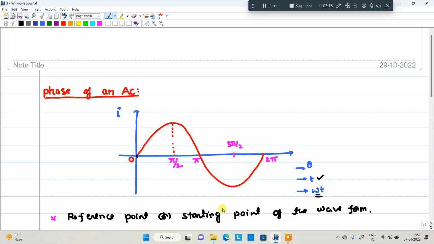Just once again I will tell you, the phase is nothing but a reference point or starting point of the waveform. So for example, you start from 0, for example your reference also 0 degrees is a phase angle. For example, the waveform is starting at 30 degrees. We are taking the reference point as 0. What is the phase angle? 30 degrees. Okay, let us discuss one by one.